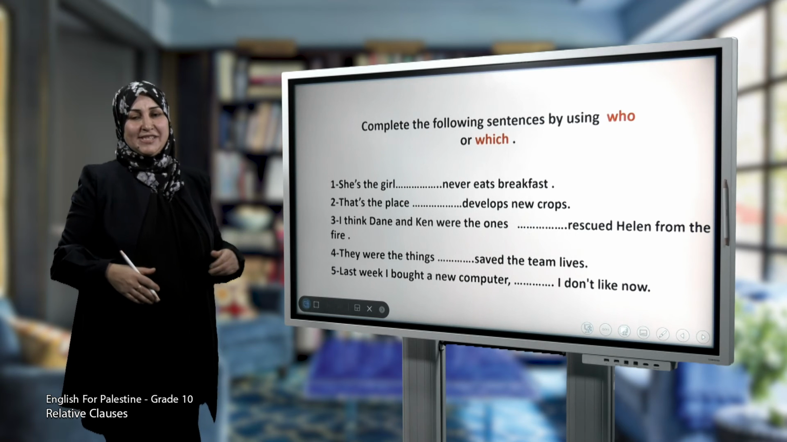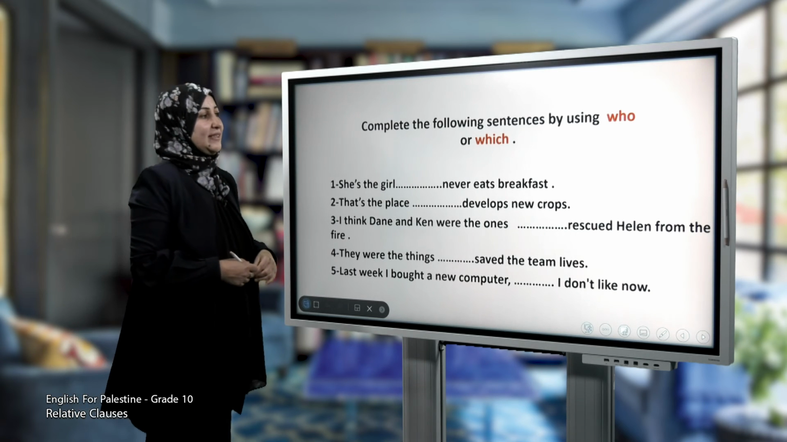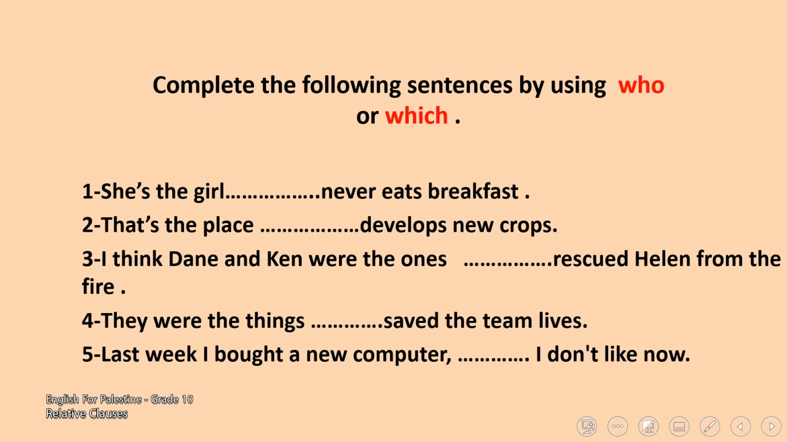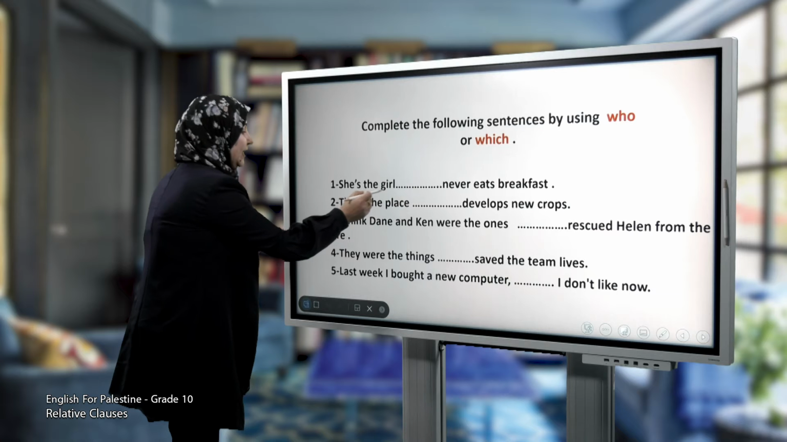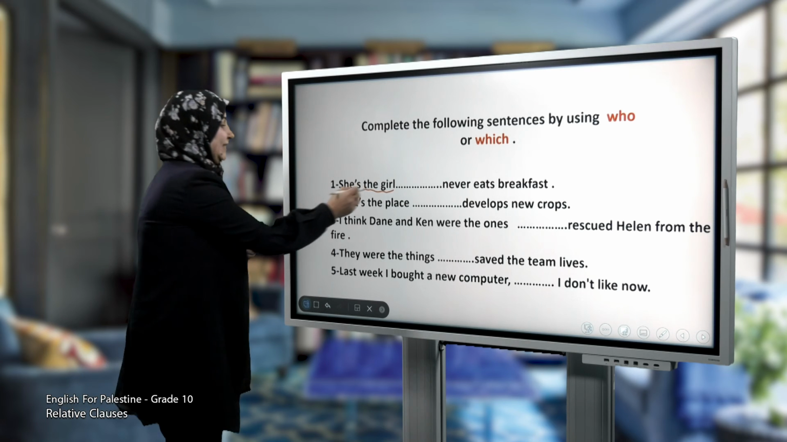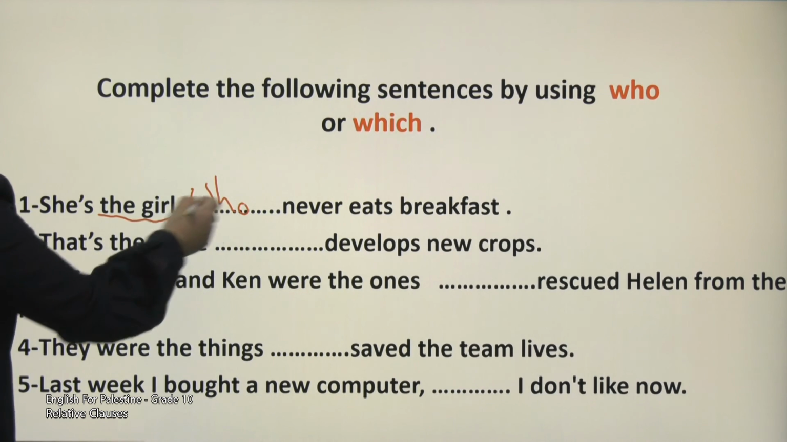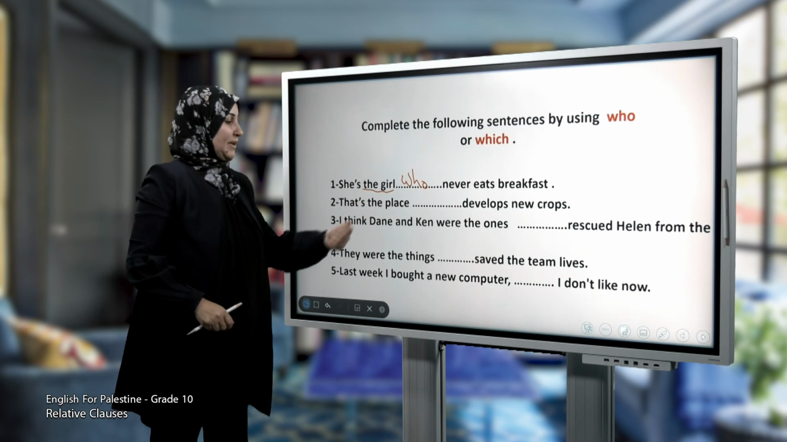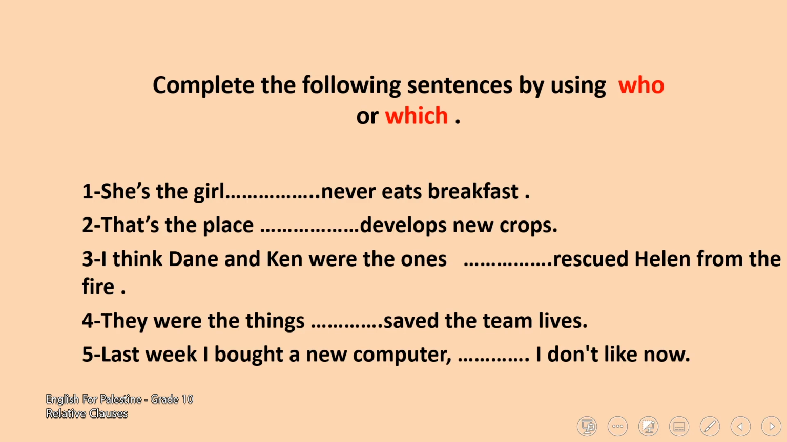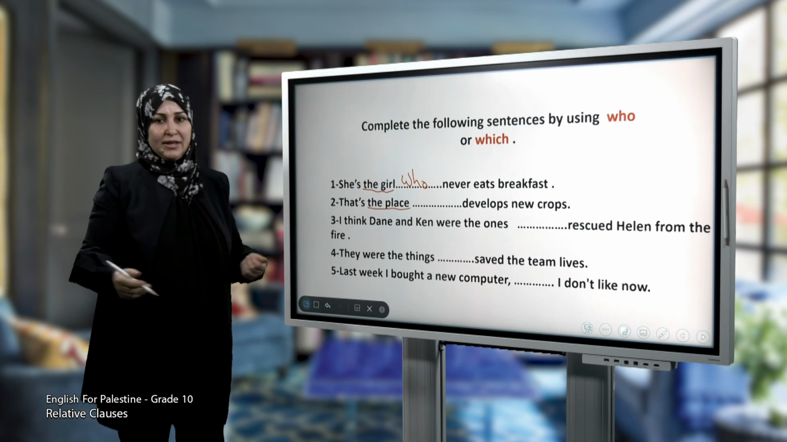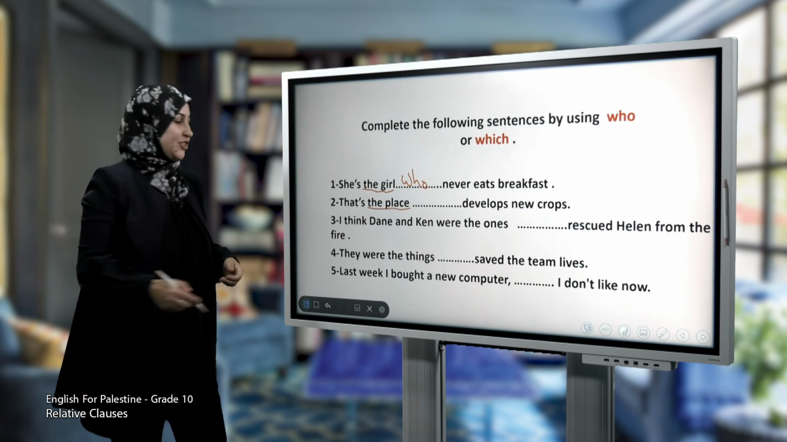Now let's do this exercise together. Complete the following sentences by using who or which. Number 1, she is the girl who never eats breakfast. Here we are talking about the girl, so we use who. Excellent, because we are talking about a person. Number 2, that is the place which develops new crops. Here we are talking about the place, which is a thing, so we use which.